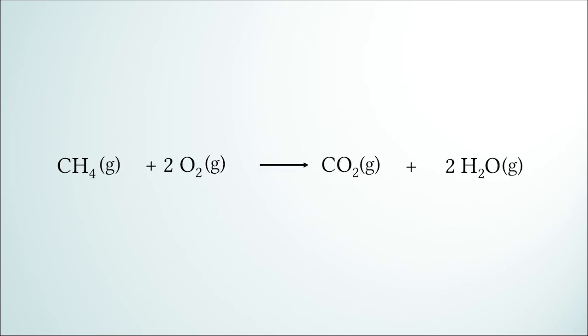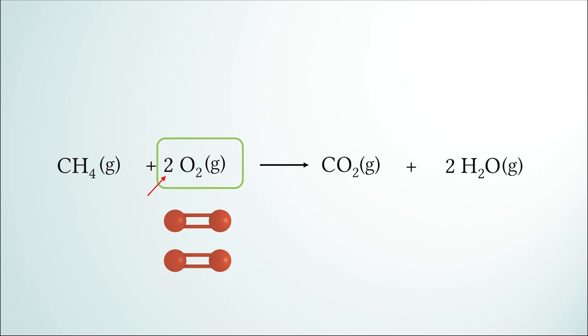Look at the burning of methane balanced equation again. Notice the oxygen molecule on the reactant side. It has a subscript telling you that the individual molecule of oxygen contains 2 oxygen atoms, but the coefficient tells us there are 2 oxygen molecules. If each oxygen molecule has 2 oxygen atoms, and there are 2 oxygen molecules, how many individual oxygen atoms are we looking at? 2 times 2, or 4. And you can see that indeed there are 4 oxygen atoms here. 1, 2, 3, 4.